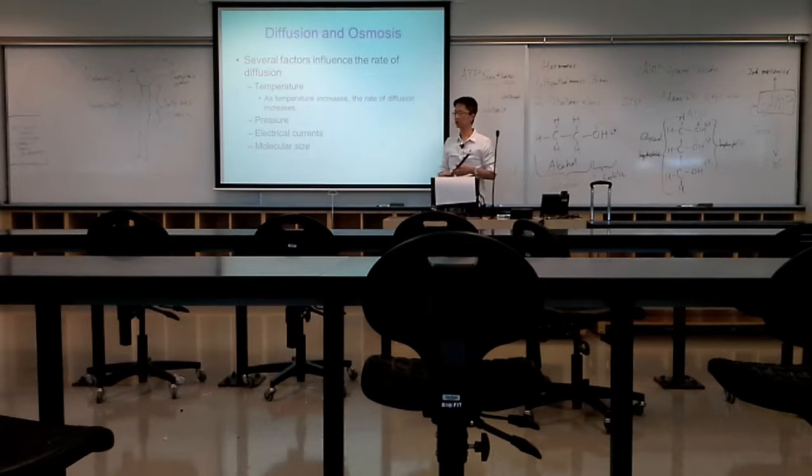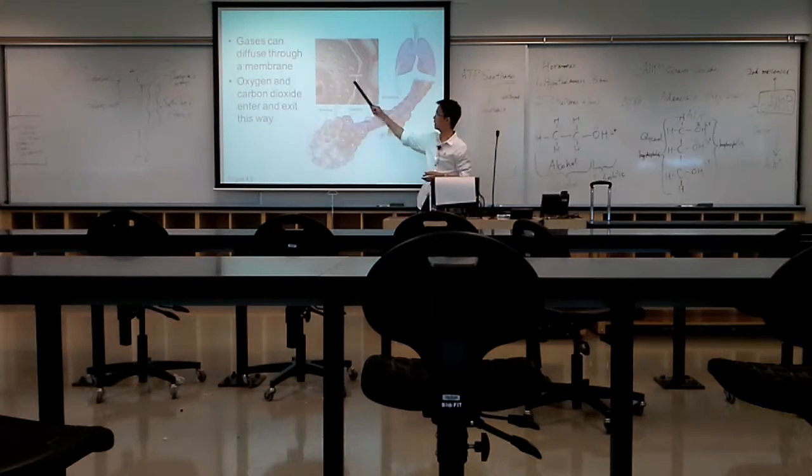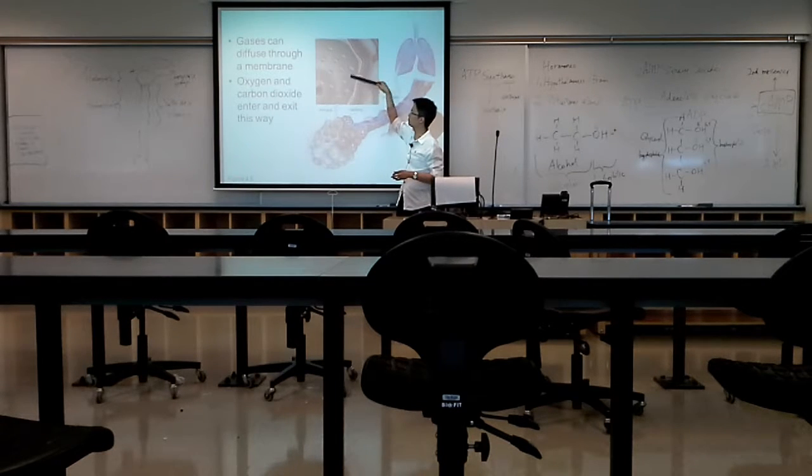Pressure. For example, if we have a high atmospheric pressure, that means if we have a lot of air pressing down on us, then the diffusion of oxygen here will be faster, because we have a lot of oxygen pressing inside the alveoli. Then the oxygen will be pressed and go into the blood vessel really, really quickly.